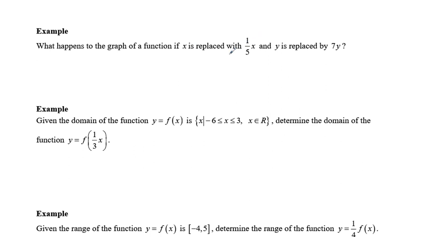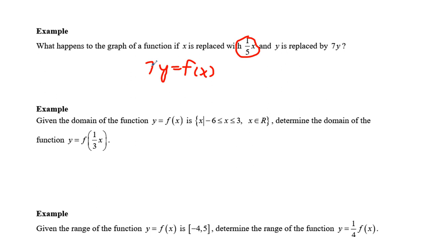Think about this. What they're saying is, if I had y equals f of x, that was the original function. What happens when that x is replaced with 1/5 x? That's a b value. The reciprocal of b is the horizontal stretch. This would make us 5 times wider. What happens if this y gets replaced with a 7y?